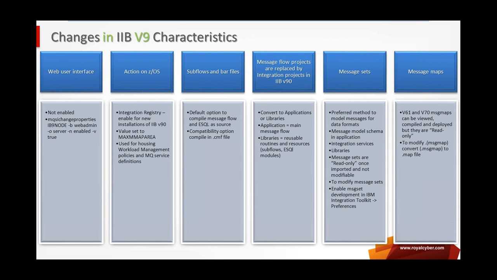One of the important changes in IIB 9 is related to the message set. In earlier versions, we used to model our messages using message sets as well. But in IIB 9, message sets are disabled by default. If you have message sets in your older flows or projects and you're migrating into an IIB 9 project, the message set will be available, but it is only readable. You can deploy it and your flow can use it, but you cannot modify the message set. If you really want to modify it, you have to go to the preferences and enable the message set.